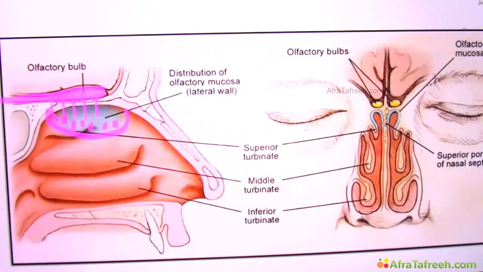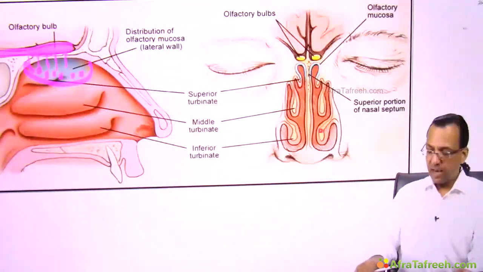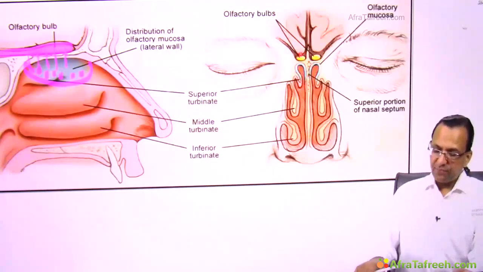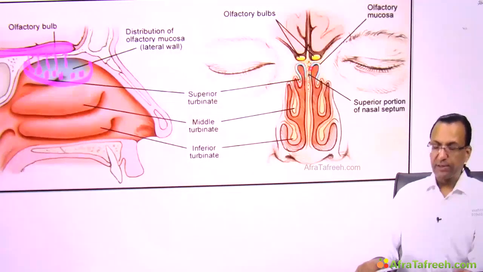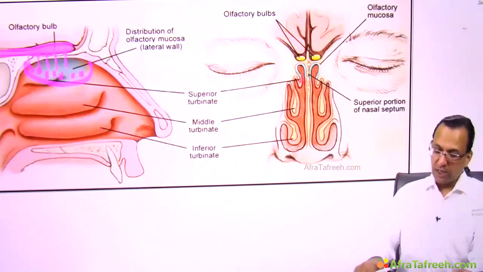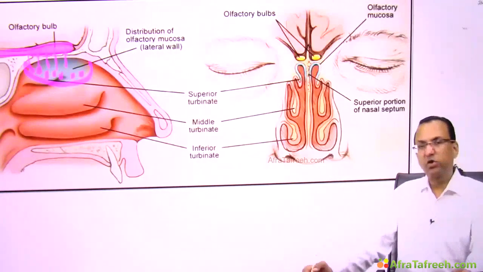This is the superior turbinate, middle turbinate, and inferior turbinate in the lateral wall of the nose, and this is the nasal septum. My point is, above the superior turbinate there is the olfactory mucosa, having the neuron bodies of cranial nerve 1, the olfactory nerve. The axons puncture the cribriform plate of the ethmoid and then synapse in the olfactory bulb of the brain, the olfactory pathway. If you say so, remember one more thing.